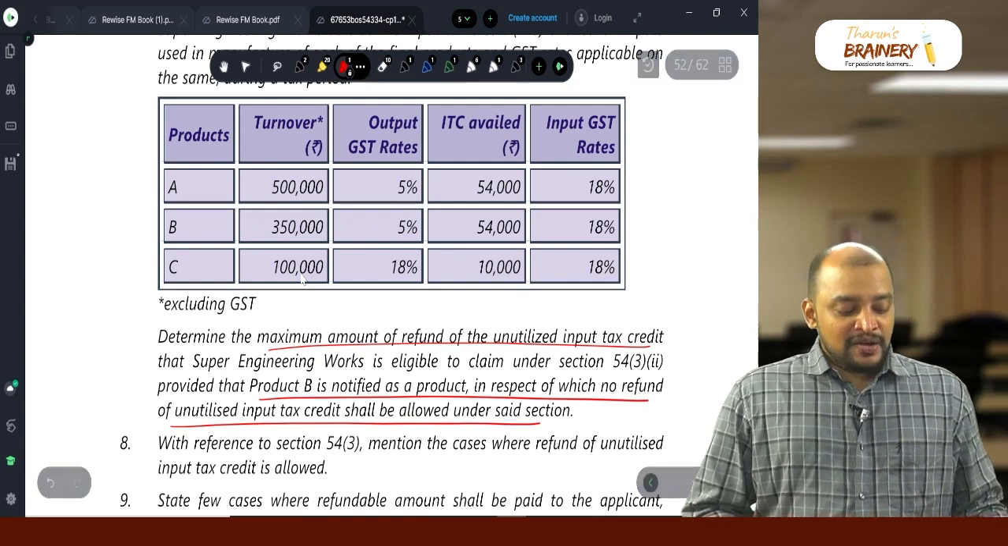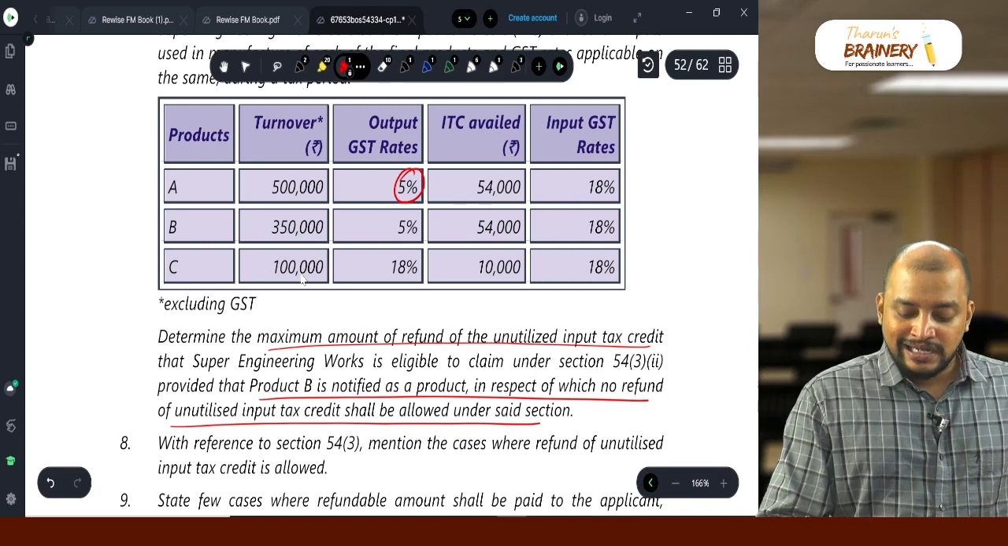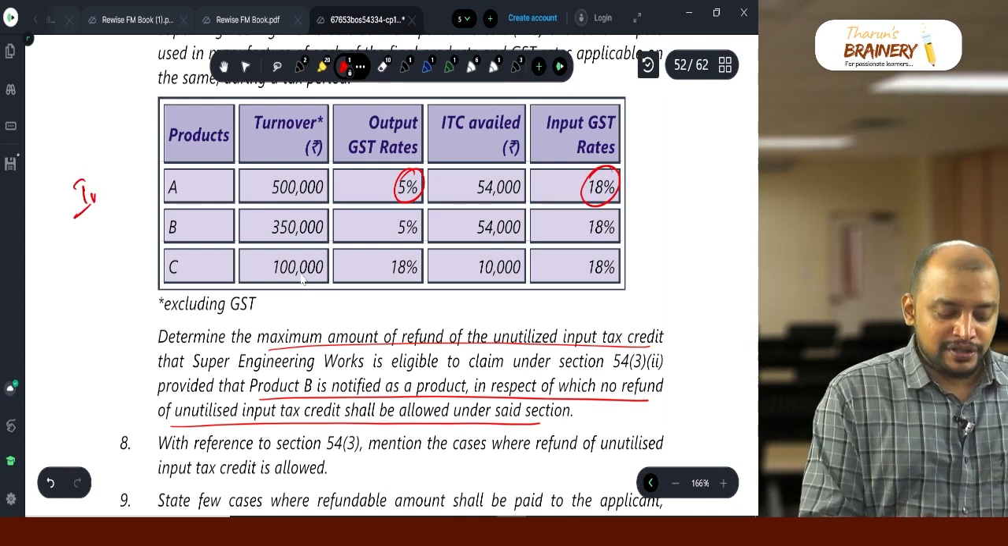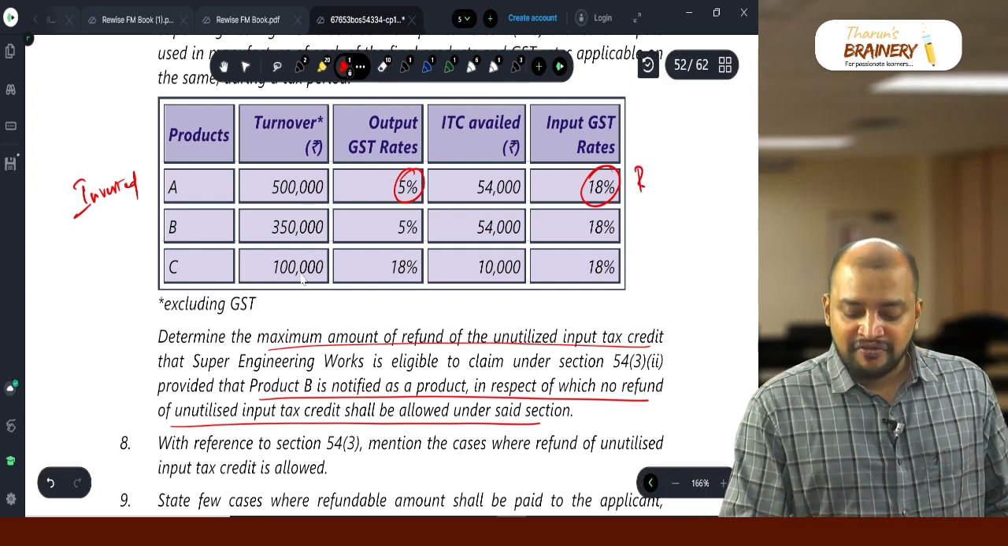So, then product A, you take. What is the GST rate on outward supply? 5%, which is less than the GST rate on inward supply. So, therefore, it is inverted. Then product B, and we will get the refund.